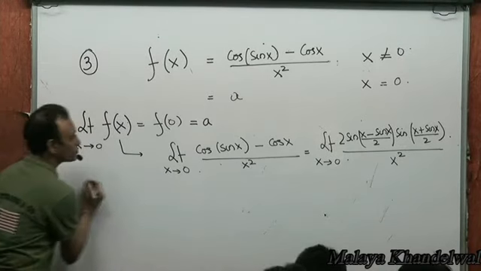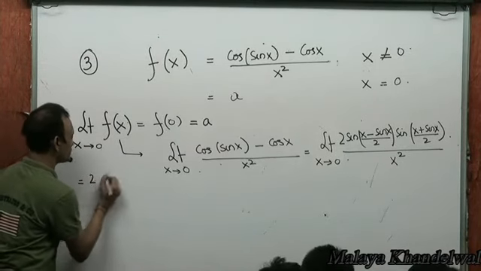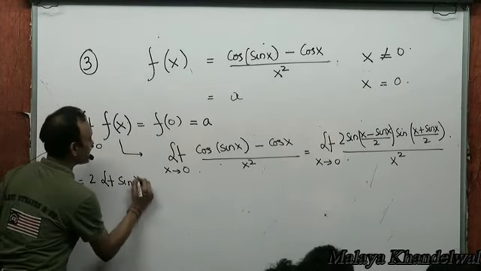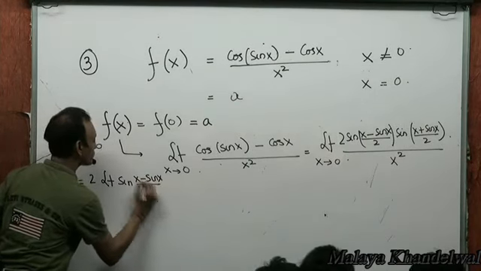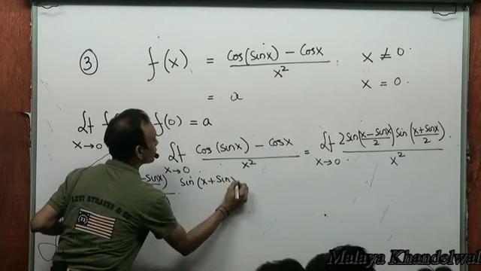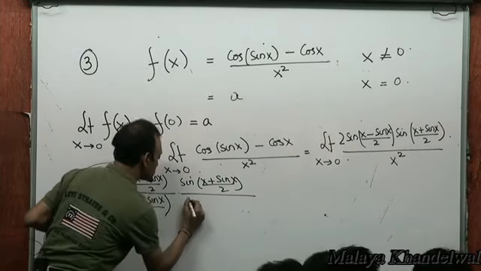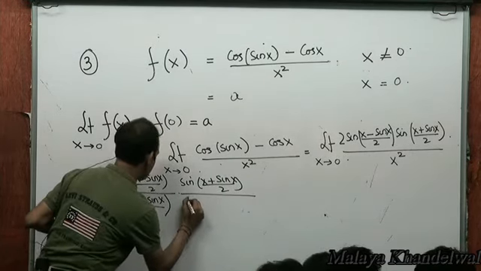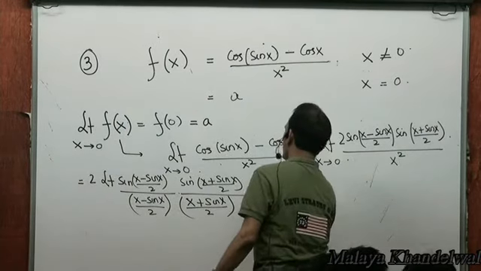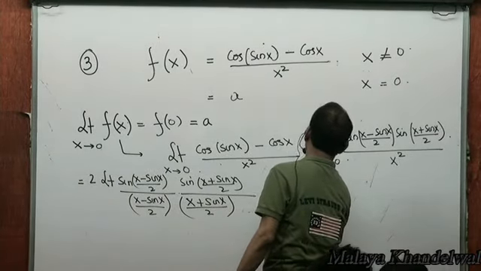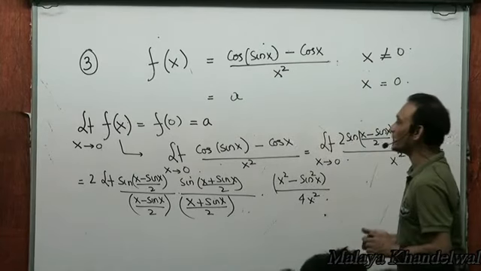Right? This I could further write as twice limit of sine x minus sine x by 2 divided by x minus sine x by 2. I'll tell you why I did this. Into sine x plus sine x by 2. And I reinforce in the denominator x plus sine x by 2, and then I reinforce it with x squared minus sine squared x by 4, and then there is an x square already sitting in there. You realize why I did this?